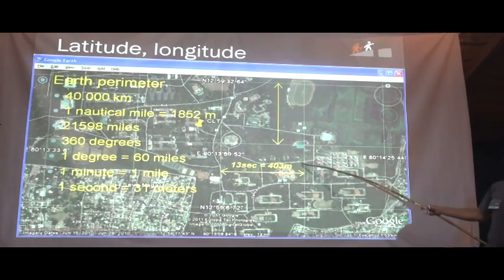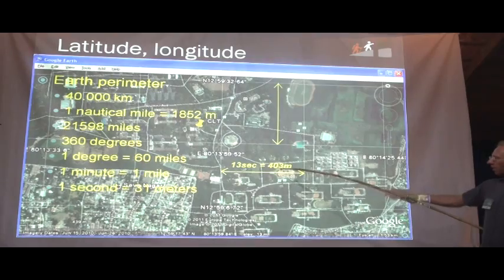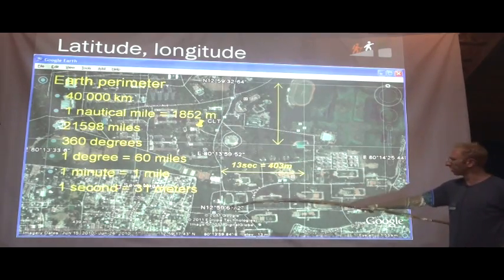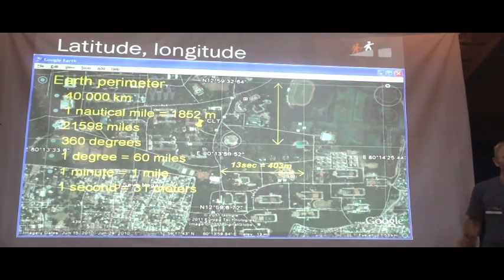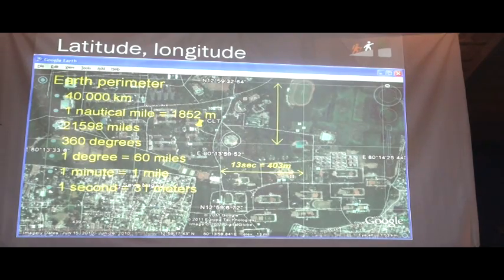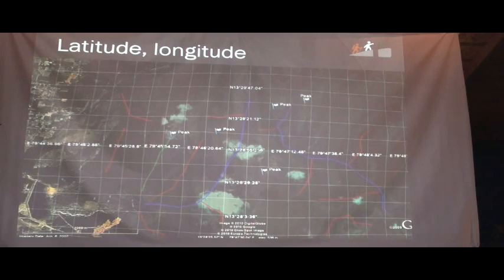13 seconds multiplied by 30 results, right? So this gives you an idea. This grid is around 400 by 400 meters. That's how you calculate your distance on your maps. Next one. Let's skip to the next one.